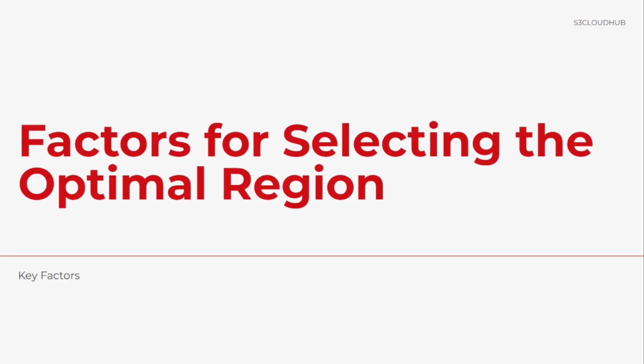Hello everyone, welcome back. In the last video, we learned that Google has regions all over the world, like London, Tokyo, and Mumbai. But here is the big question, which one should you pick? You can't just choose randomly. Choosing the wrong region can make your app slow or cost you extra money. Today, we will look at the 4 key factors you must check before clicking that create button.